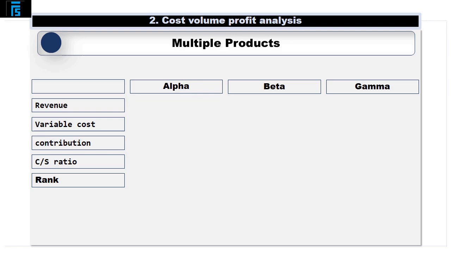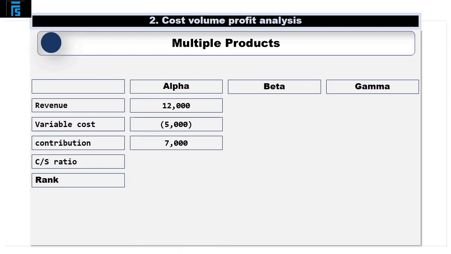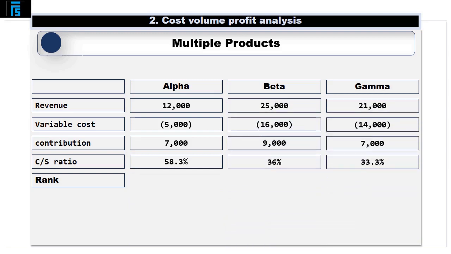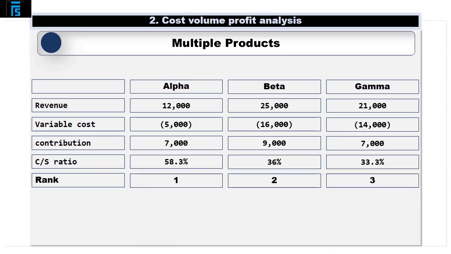A company makes and sells 3 products, alpha, beta, and gamma. We know that the revenue generated by alphas is $12,000 and the variable costs of making them is $5,000. This gives a contribution of $7,000 and a CS ratio of 58.3%. If we perform the same calculations for beta and gamma, we can see that their CS ratios are 36% and 33.3% respectively. So we would rank alphas in first place, followed by betas, and then gammas.